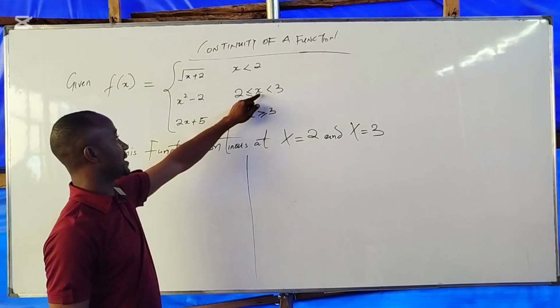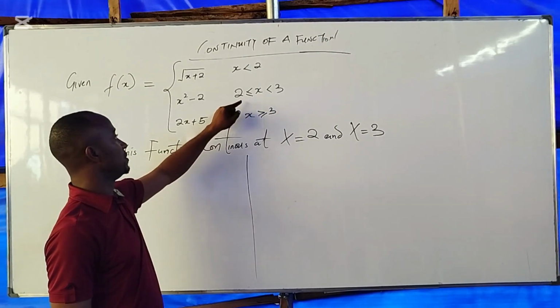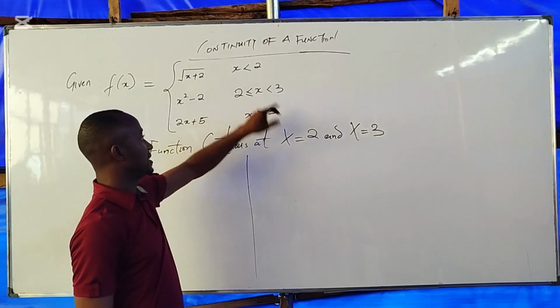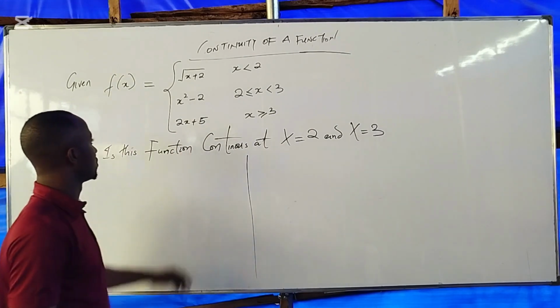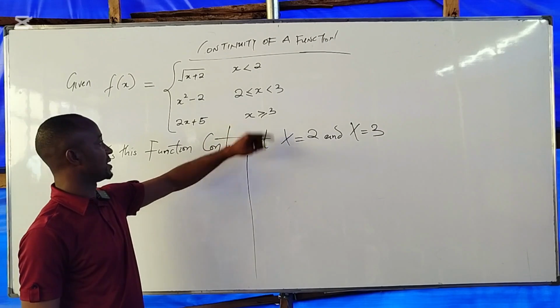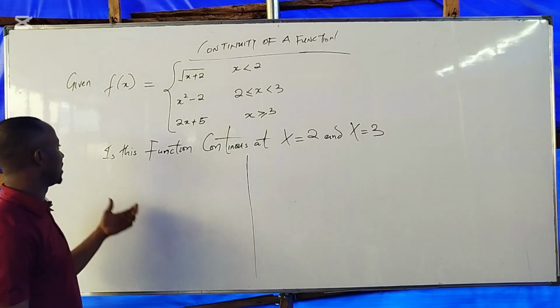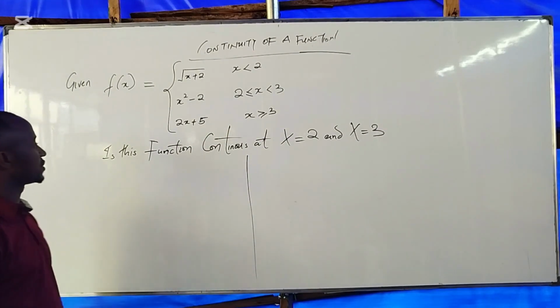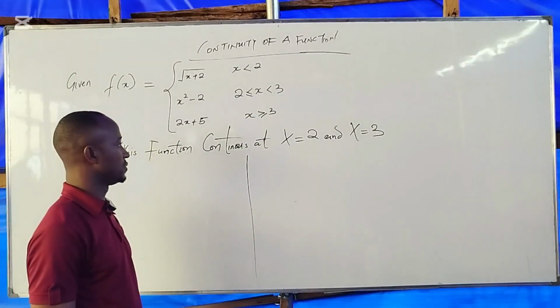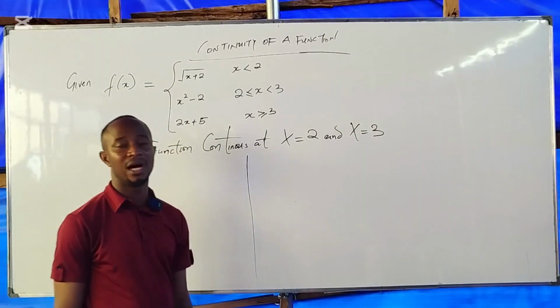This is read as x greater than or equals to 2, okay? But the same x is less than what? 3. So for this, we have x is greater than or equals to 3. Now we are asked a question: is this function continuous at x equals to 2 and x equals to 3? Now how do we solve this?